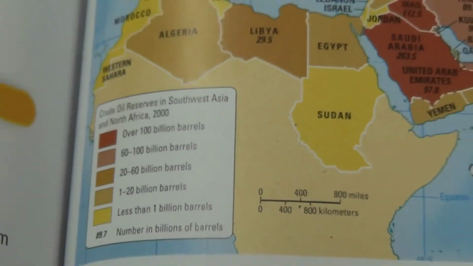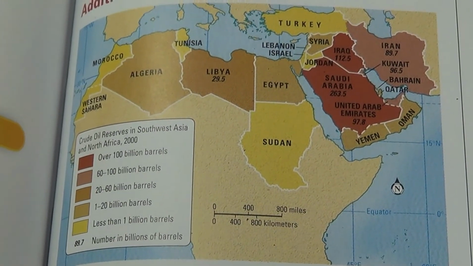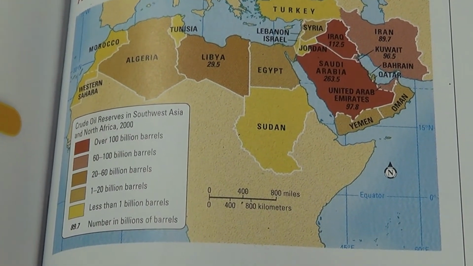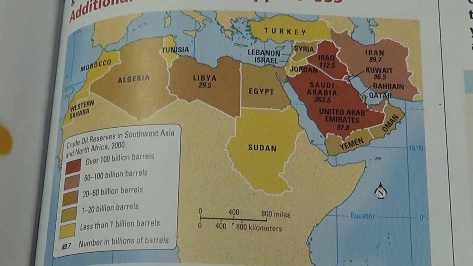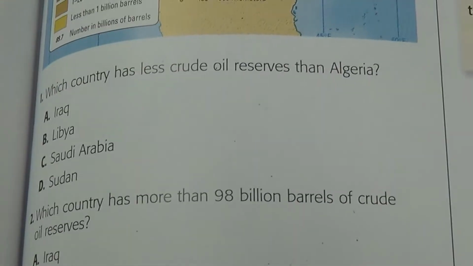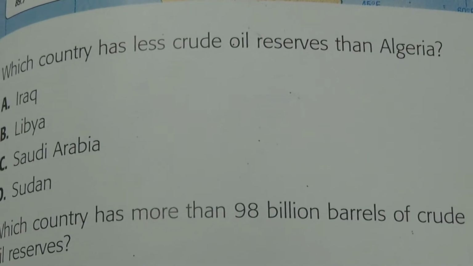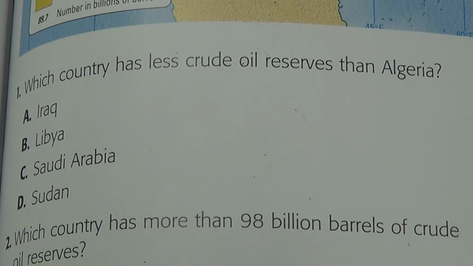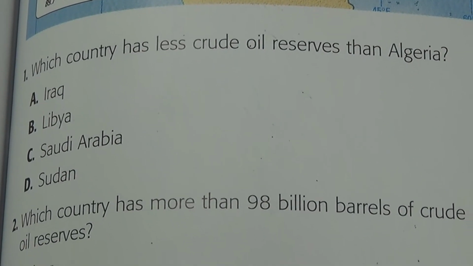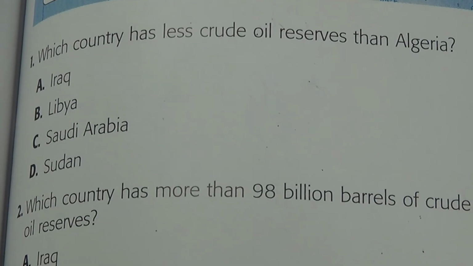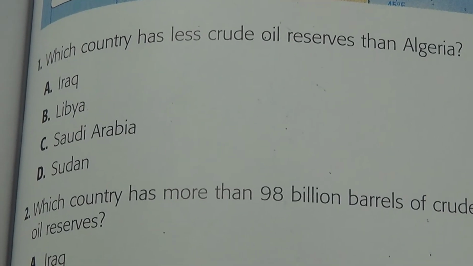Then take a moment to preview the map and match up the colors and symbols on the map with the colors and symbols on the legend. Okay, our first question. Which country has less crude oil reserves than Algeria? A, Iraq, B, Libya, C, Saudi Arabia, or D, Sudan?